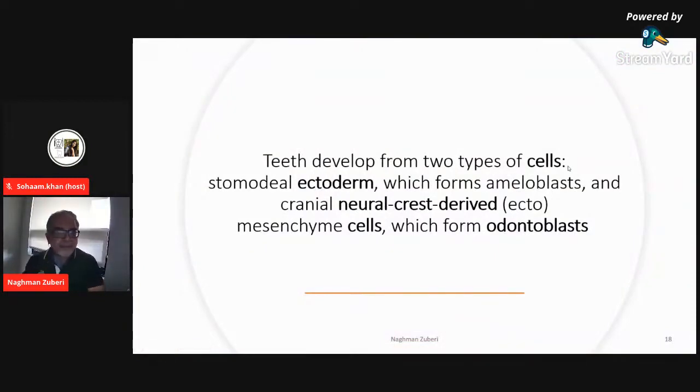Most of the time, we get confused about the neural crest cell derivatives, and we consider that probably ameloblasts are derived from the neural crest cells. No, that is not the correct thing. Teeth develop from two types of cell in the beginning: stomodial ectoderm, which forms ameloblasts, and cranial neural crest derived ectomesenchymal cells, which form odontoblasts. So odontoblasts are coming from the neural crest cells, and ameloblasts are coming from the ectoderm of the stomodium.